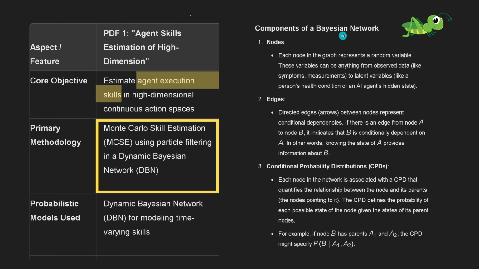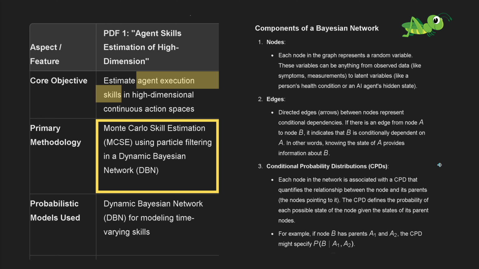Now, the components of a Bayesian network are simple. We have the nodes. Each node in a graph represents a random variable, and they can either be observable data or latent variables like hidden states. And then we have edges. These edges are simply, imagine arrows pointing from one node to the next one, and they represent our conditional dependencies. If there's an edge from node A to node B, it simply indicates that B is conditionally dependent on A.